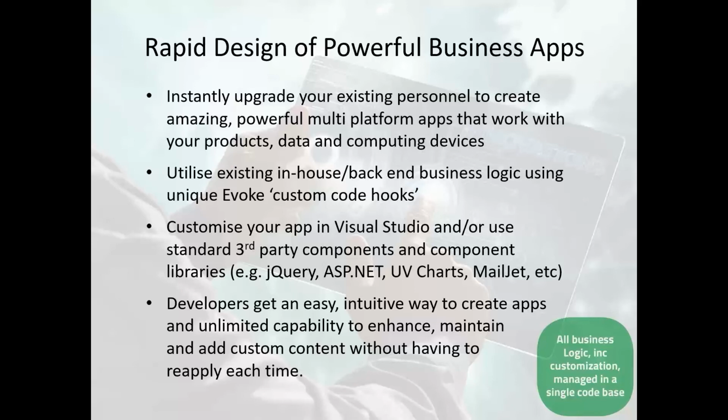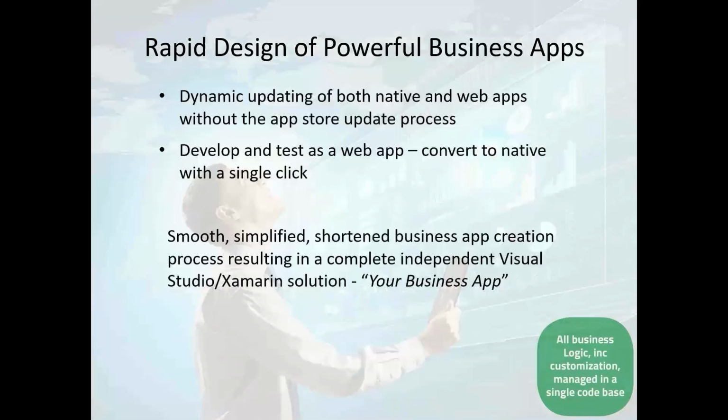Most importantly, they can then go back into Evoke, use drag and drop, point and click, and option select to evolve their design, regenerate, and because of the custom code hooks, all of the custom content that you've applied or subroutines that you've called will all still be there. You don't have to reapply your custom code each time. There are many other things that we've added into Evoke, such as dynamic updating of both native and web apps without forcing your users through an App Store update process.